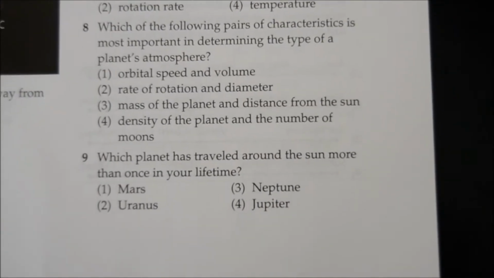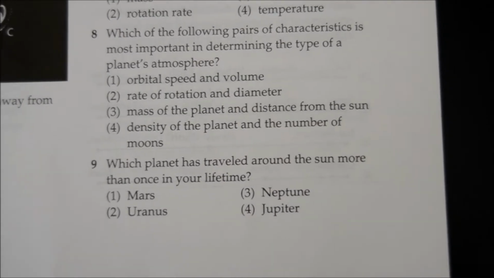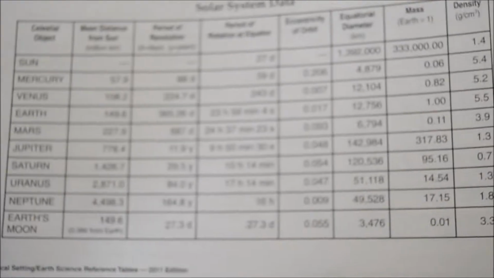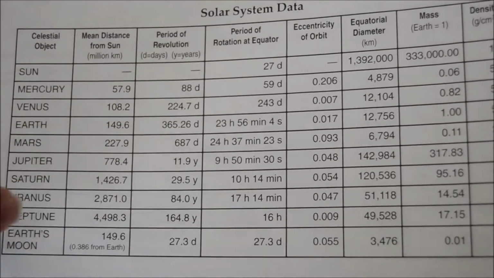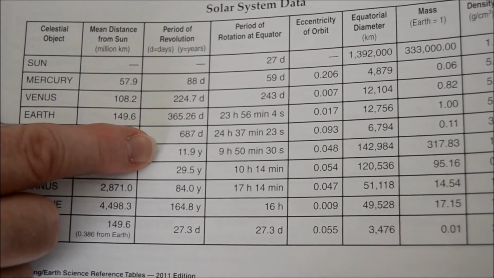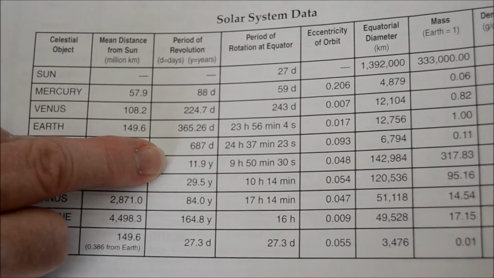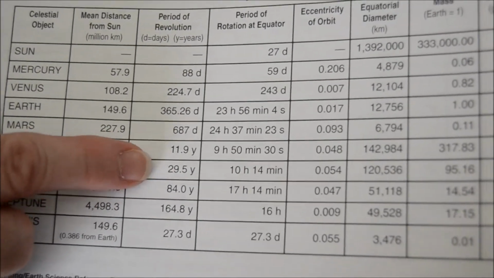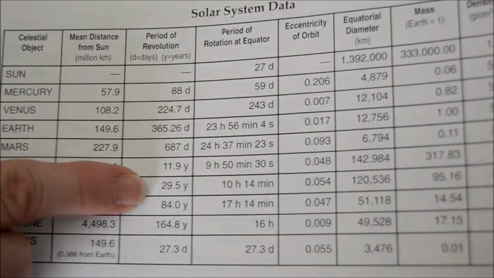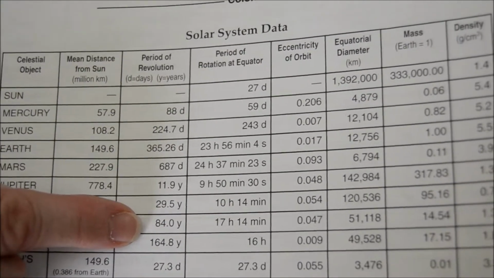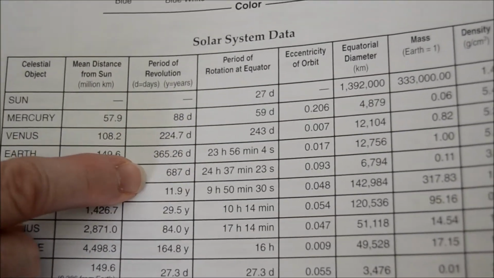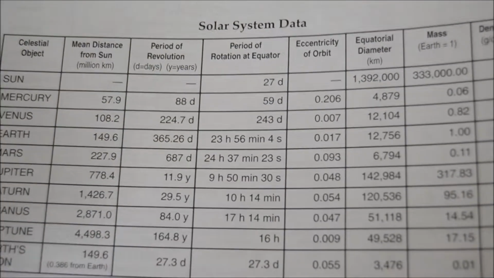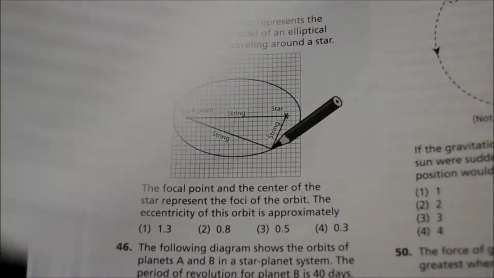Number 9, which planet has traveled around the sun more than once in your lifetime? So you're back to your reference table. If I look at Jupiter, its revolution is 11.9. So for you guys, probably once. All right, and if I keep looking, since none of you are almost 30 years old or 84 years old, the only one that's gone more than once in your lifetime is Mars, which is 687 days, which is approximately 2 of our years.